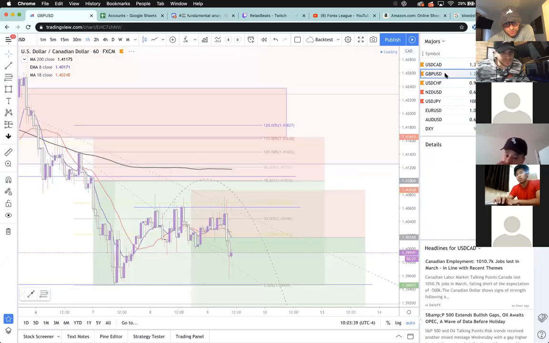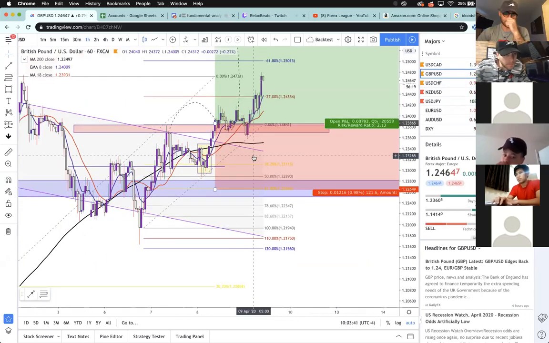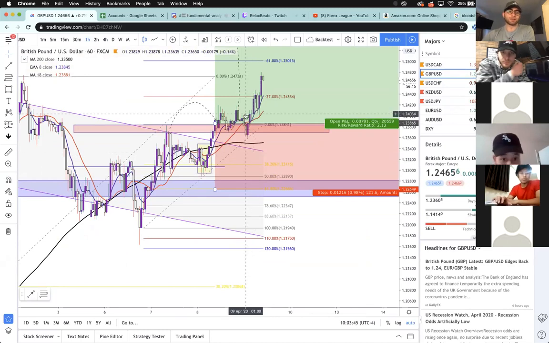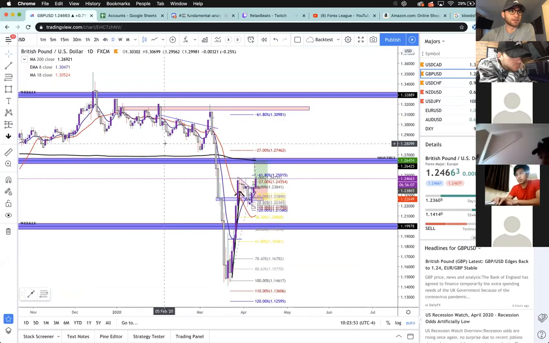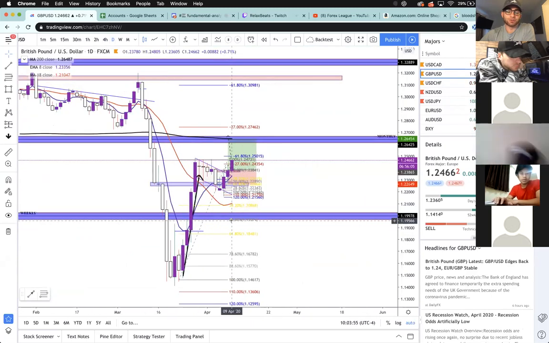Let's go over to GU. Obviously, GU we covered yesterday. We were talking about waiting for a pullback. Let's go over what the entry on this potentially could have been. Yeah, it's just UCAD loves to range like that, and it's so annoying. Yeah, GU was a great trade.